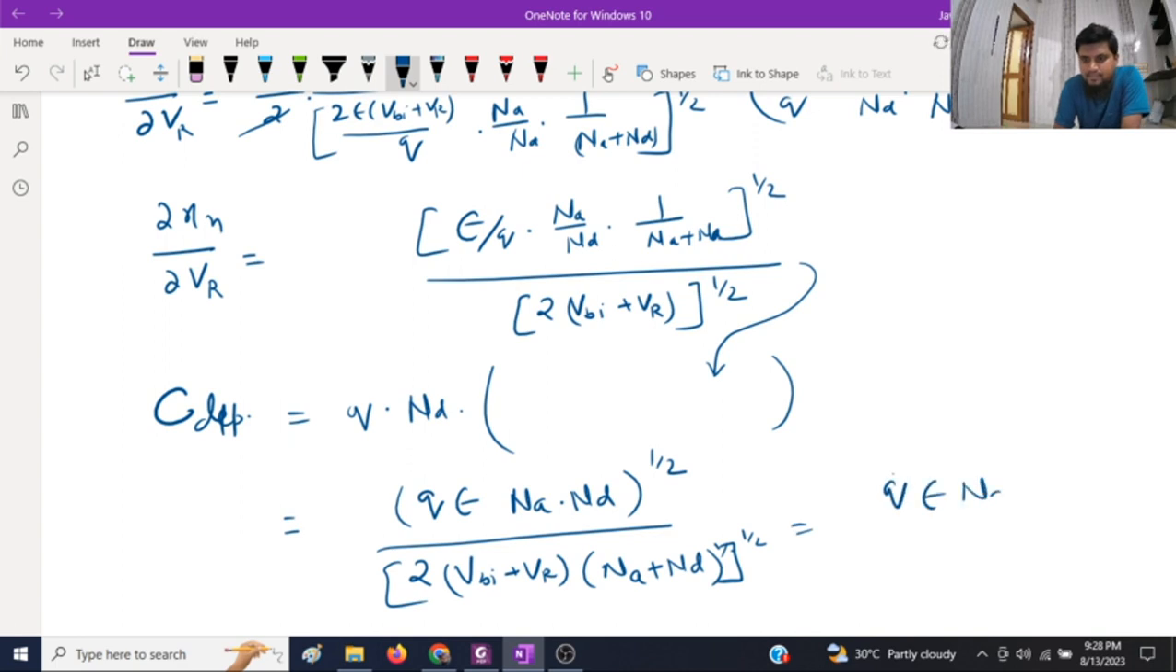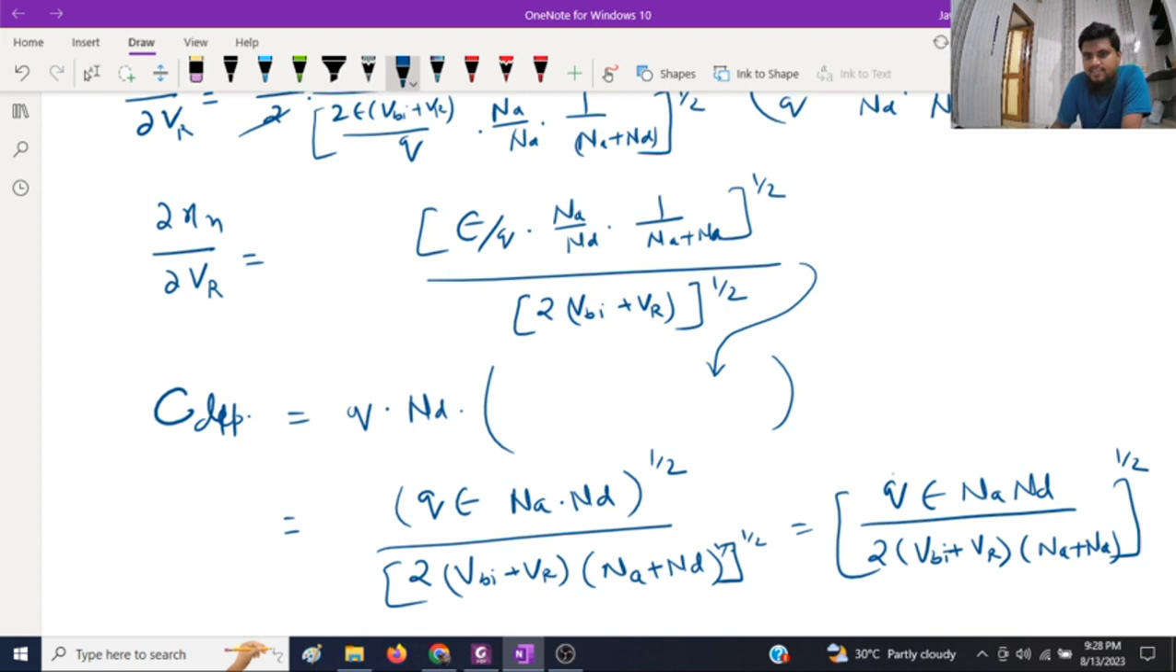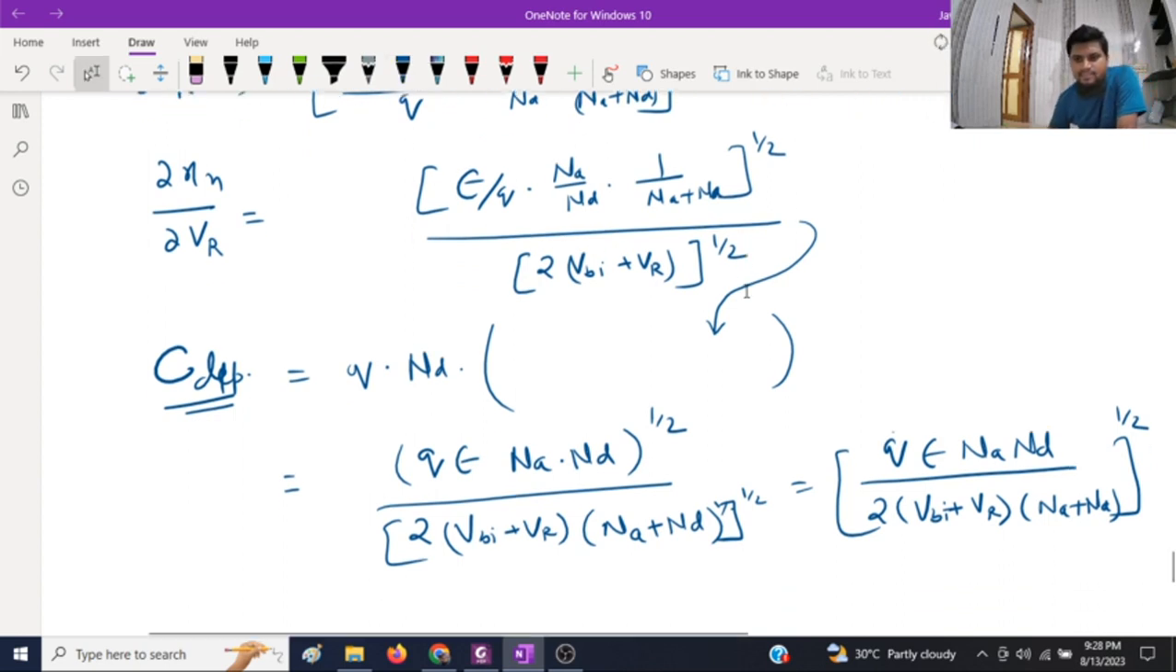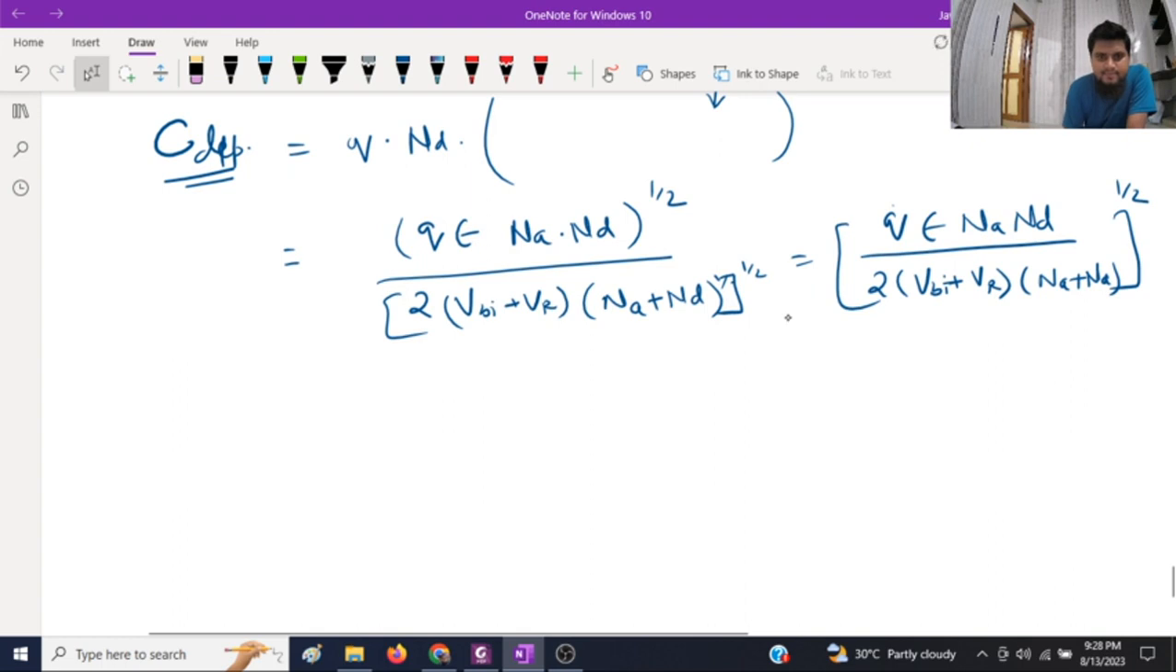So ultimately you can say that this is equal to Q epsilon Na upon 2 (Vbi plus Vr) (Na plus Nd), whole power 1 by 2. So this is the expression for this depletion capacitance. You can see that C depletion is proportional to 1 by root of (Vbi plus Vr).